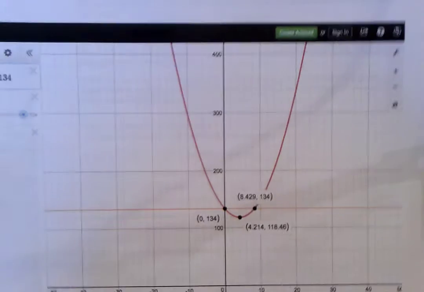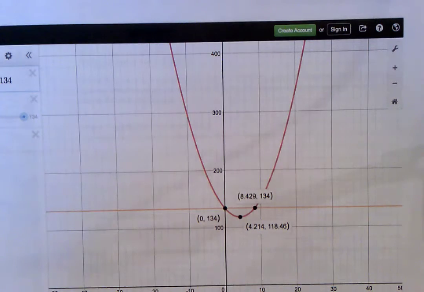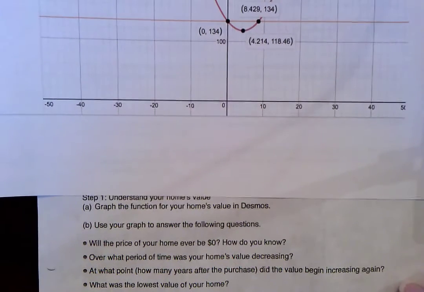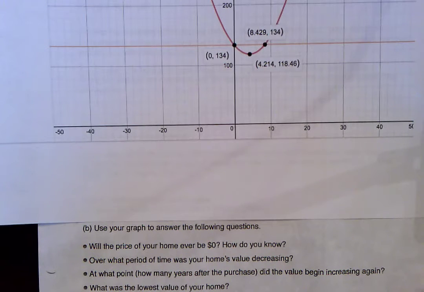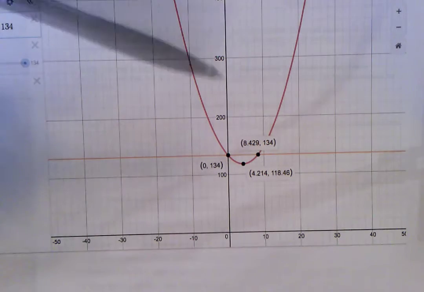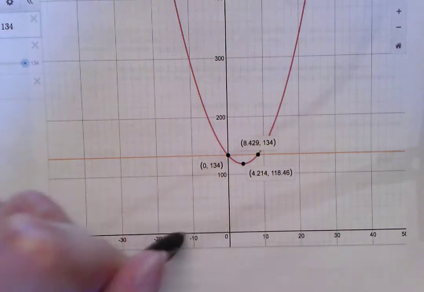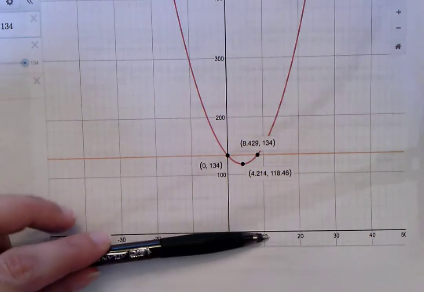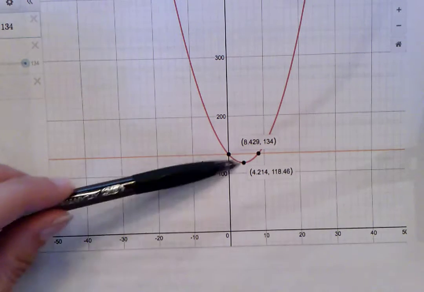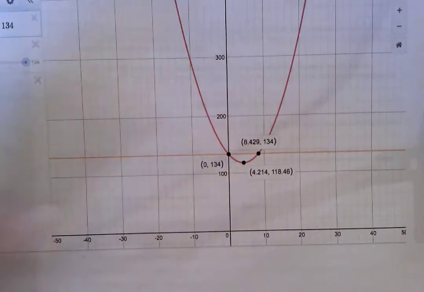This is a graph of that function, and we'll take a look at it a little bit more. They want to know a few things here. It says use your graph to answer the following questions. Will the price of your home ever be zero? How do you know? Look at this graph. Will it ever be down to this area right here? Will this graph ever reach down here? No. That's the lowest it'll go right here.